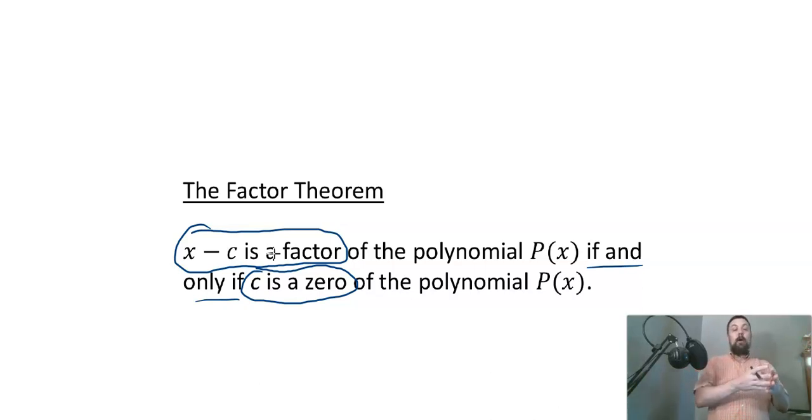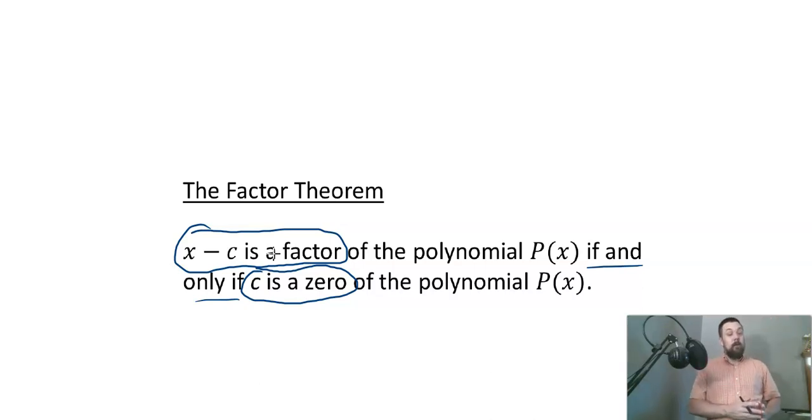Essentially, if you have one, the other one's automatically true. If x minus c is a factor, then we know that means c, that number c, is a 0 of the polynomial. And if c is a 0 of the polynomial, if we're given that information, then we can conclude that x minus c is a factor. So if one is given to us, we know the other one's automatically true. And we might be using both directions in this section. So if we find that x minus c is a factor, we can use that information to conclude that c is a 0.